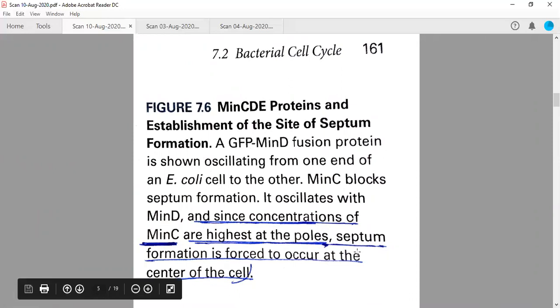Okay, so this can be a point also. One protein complex is made up of three different proteins, C, D, and E. Mainly MinC is an inhibitor, so it will block the septum formation. You know, septum is made up of FtsZ. It oscillates with MinB, and since the concentration of MinC is very high at the poles, septum formation is forced to occur at the center of the cell only.